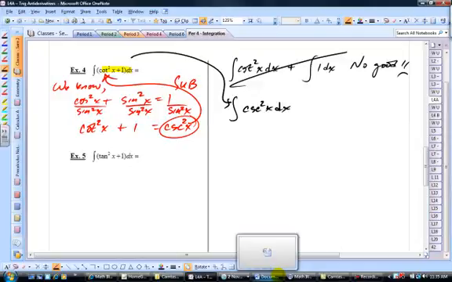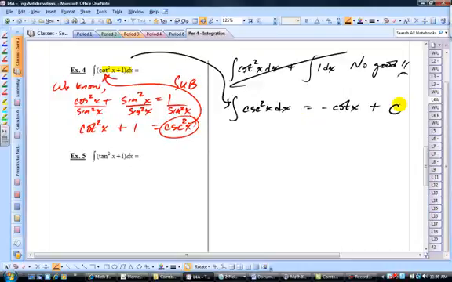Tell your person next to you, what's the derivative of what function gives you cosecant squared x? Negative or positive? Negative what? Yeah. Negative cotangent x plus c. Okay? So, if you understand that example, you should be able to do example 5. I'm going to pause the video. Okay? Go ahead and start working on both.